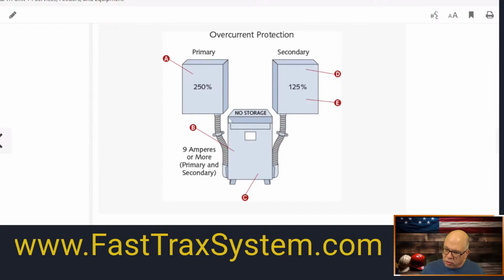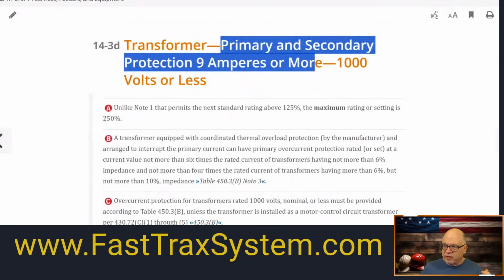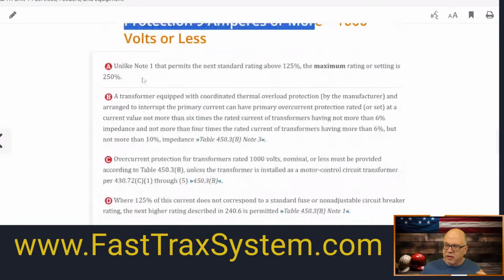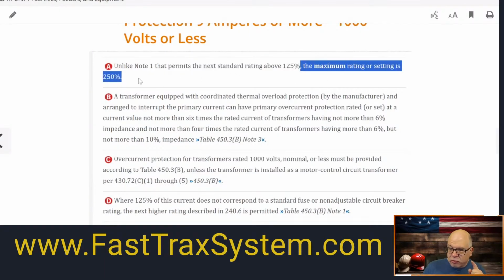In this transformer, this one has primary and secondary protection. And you'll notice it says 250 right here. All right, so let's look here. The first thing we look at is note A. A is pointing right here. It says, unlike note 1 that permits the next standard rating above 125%, the maximum rating or setting is 250%.